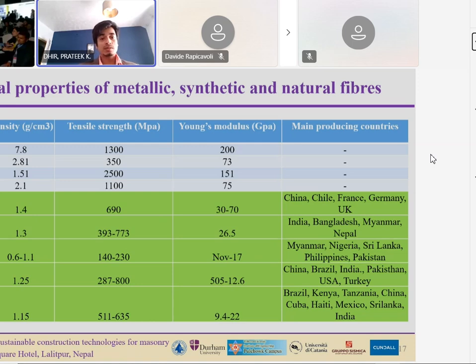Because let's say in India or Nepal, it's much easier to go with the jute fiber. But if it is China or maybe Brazil, then they may go with the sisal fiber. So we have to make a balance in what fiber we're trying to investigate in our research.